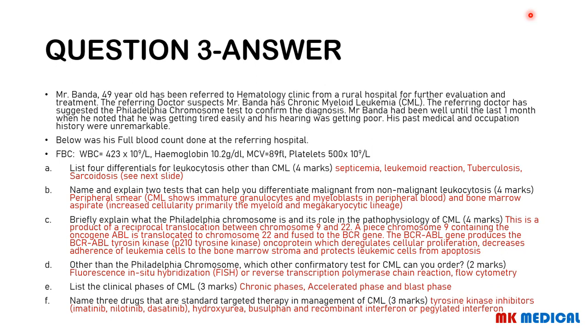Then the three drugs that are given, the first line, of course, are your tyrosine kinase inhibitors, drugs like imatinib, nilotinib, dasatinib. You may also give hydroxyurea as palliative, even busulfan, as well as recombinant interferon or pegylated interferon.